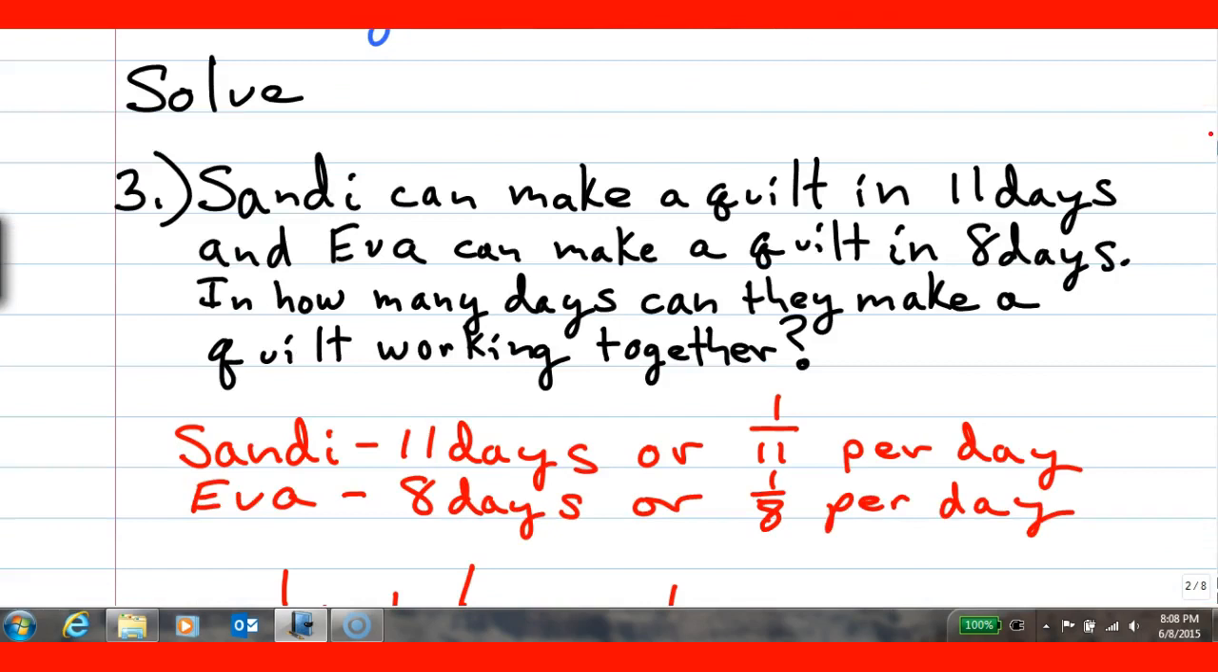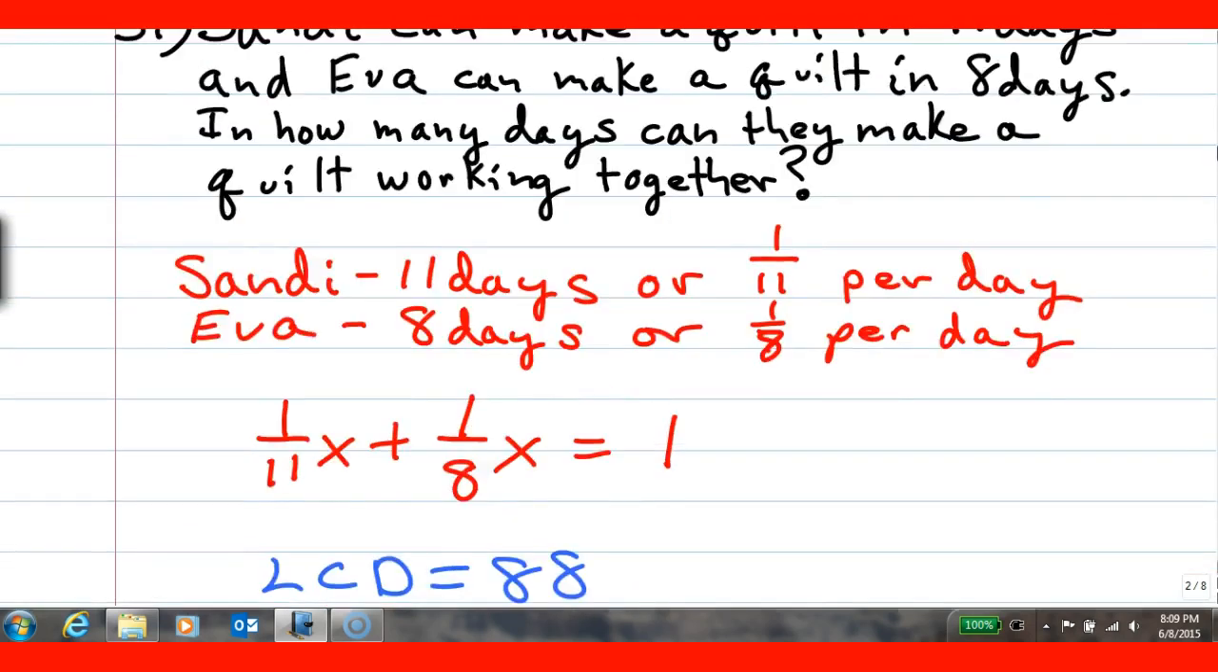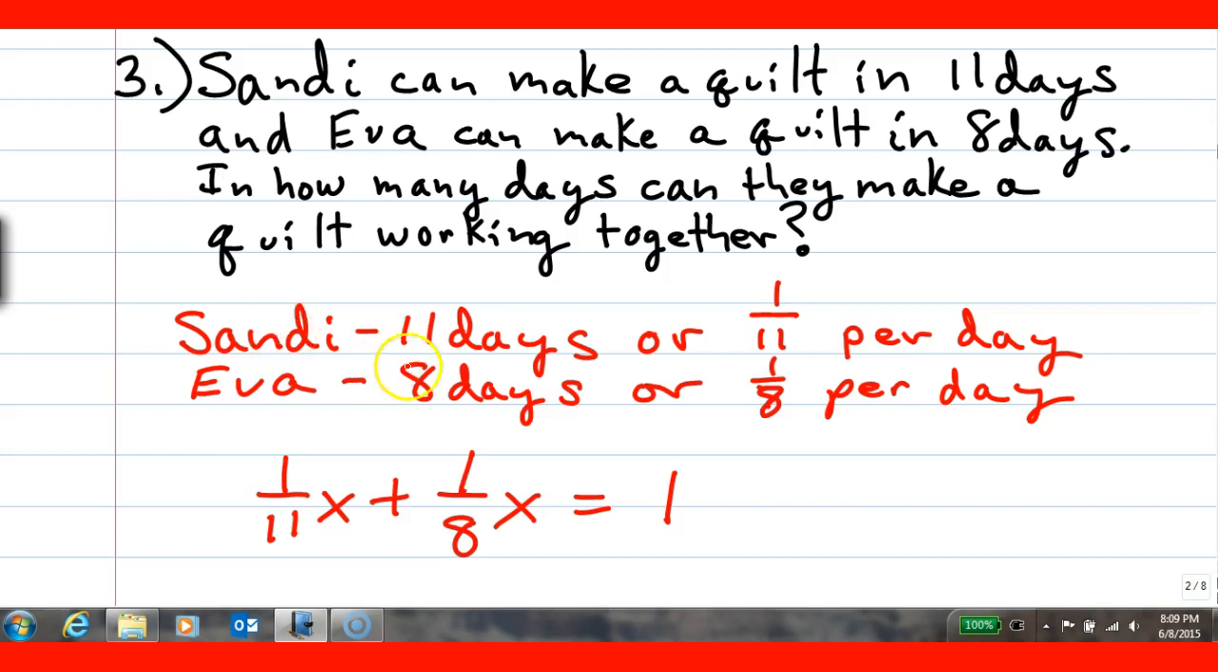Number 3 says solve. It says Sandy can make a quilt in 11 days and Ava can make a quilt in 8 days. In how many days can they make a quilt working together? Well, let's set these up. We have Sandy. She can make her quilt in 11 days, or we can think of this as a fraction. She can make 1/11 of a quilt per day. Ava can make a quilt in 8 days, or if we look at it per day, she can make 1/8 of a quilt per day.